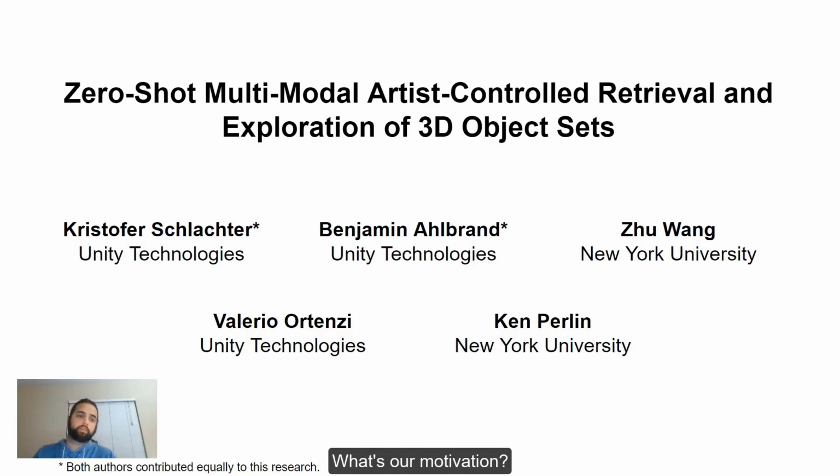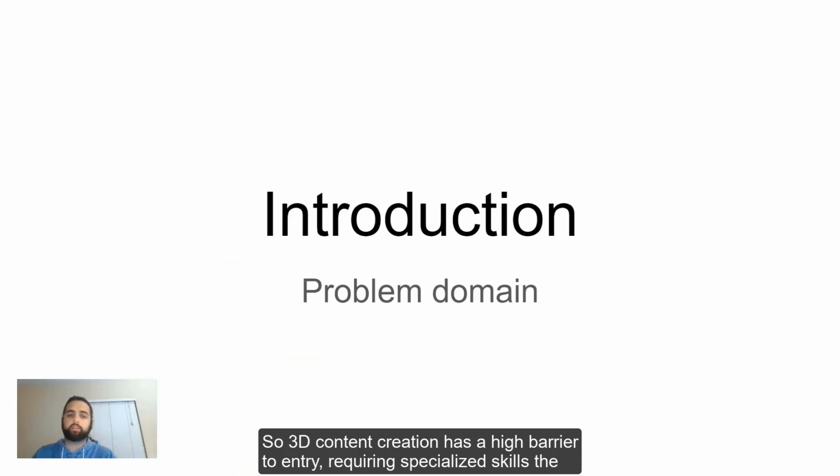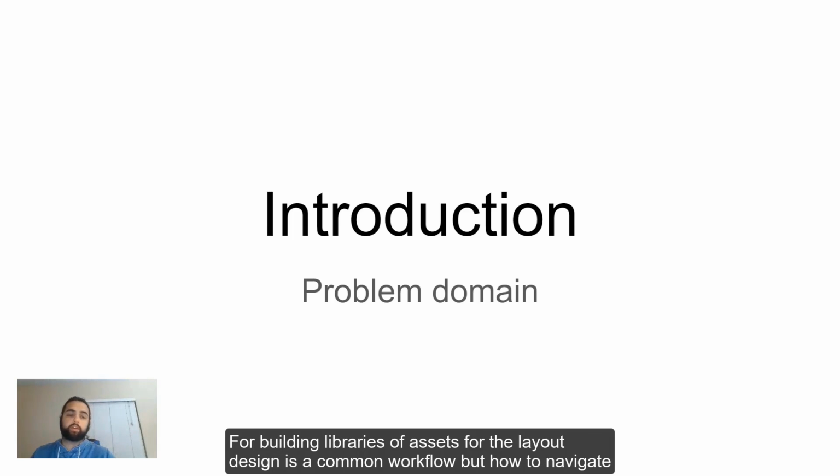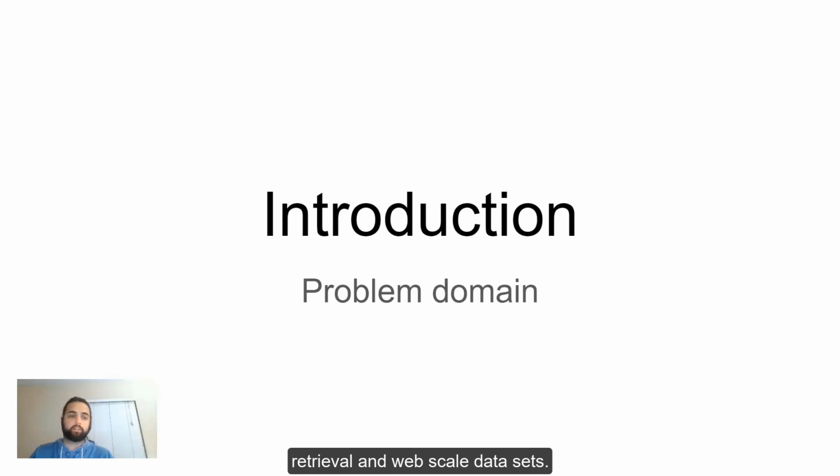What's our motivation? 3D content creation is a high barrier to entry and requires specialized skills to design and generate these meshes or renderable representations by hand. For building libraries of assets for layout design, a common workflow is how to navigate these large asset dumps once we have them. Or how can we enable higher-order descriptive retrieval of large-scale data sets?